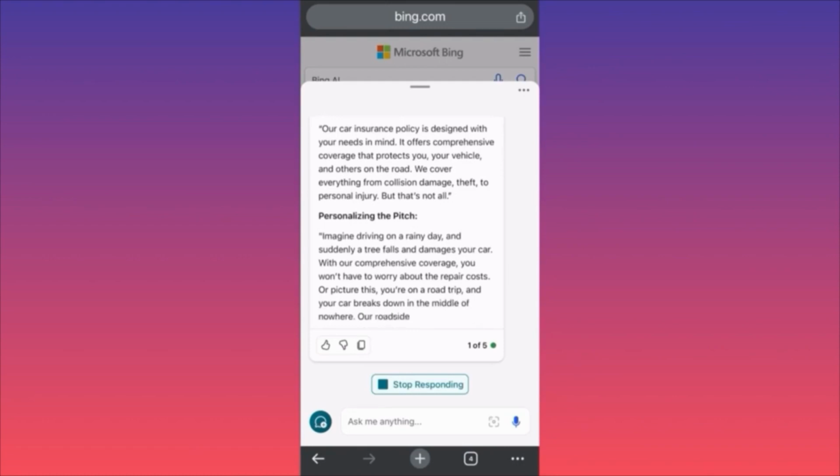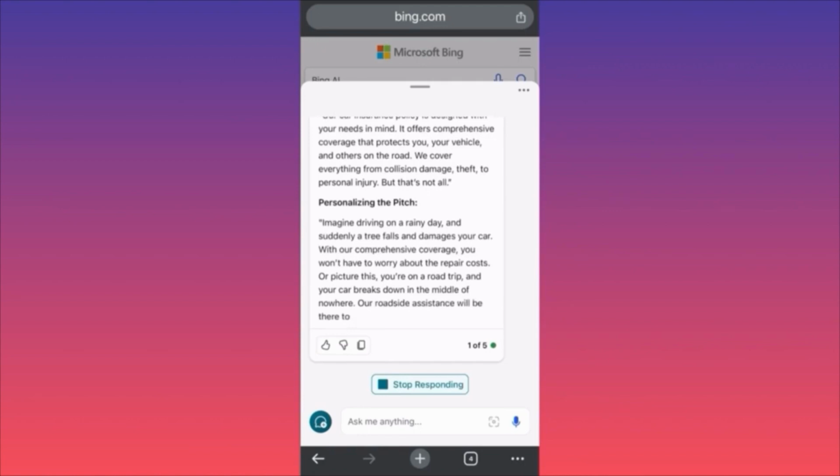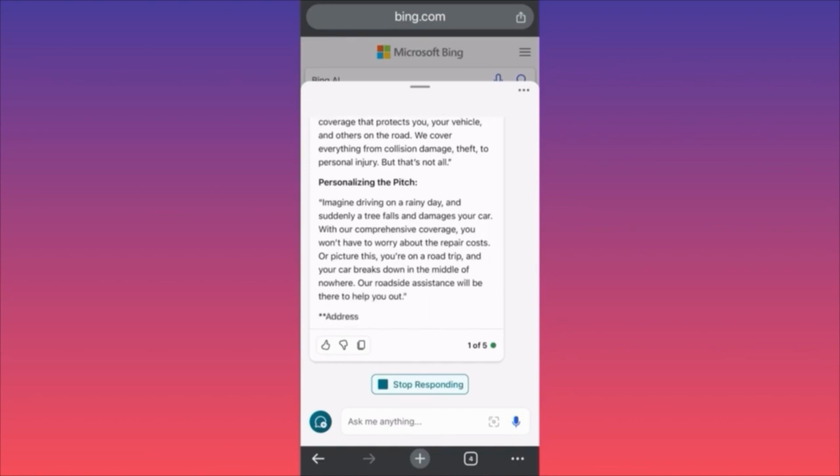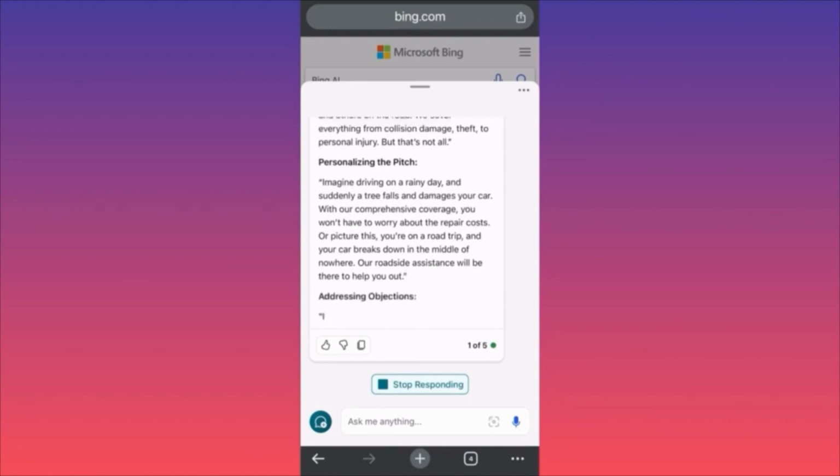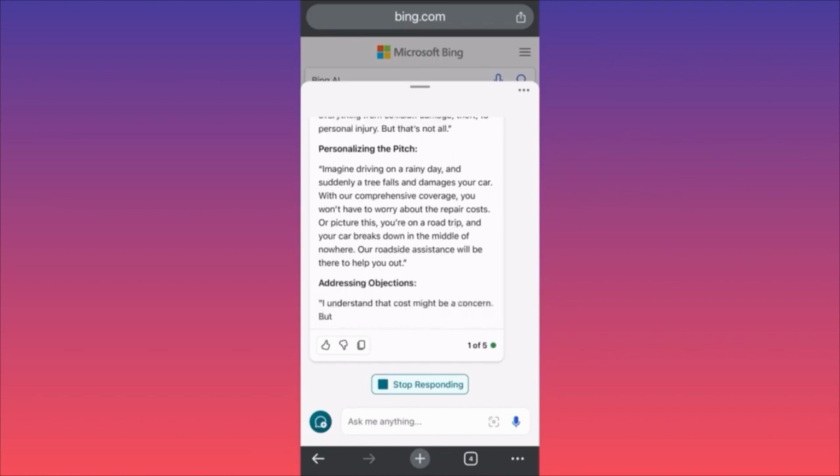You see, imagine driving on a rainy day and suddenly a tree falls and damages your car. You see, they even try to create empathy, try to give you a brief overview and example of what you could expect by getting this idea. I'm not into insurance at all, guys. I'm not hyped about it. It just came to my mind because I know that this is a very hard product to sell. Any type of insurance is a hard product to sell because people are paying for something that they hope they're never going to use, right?